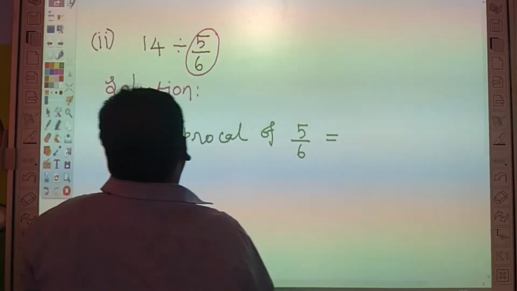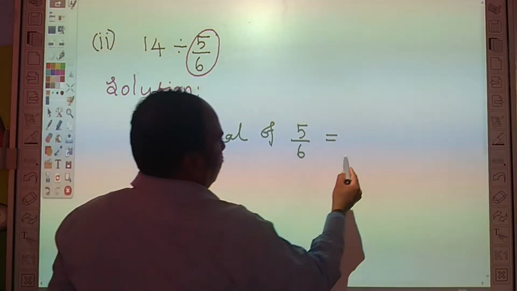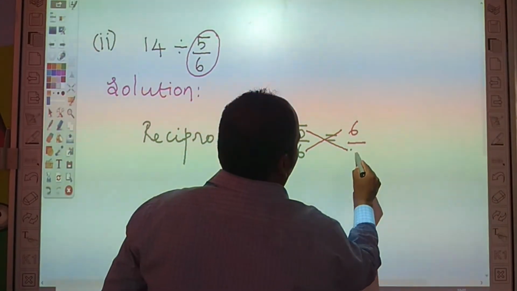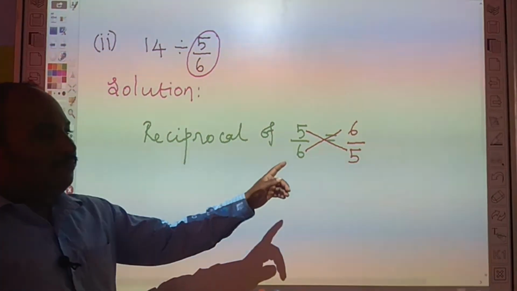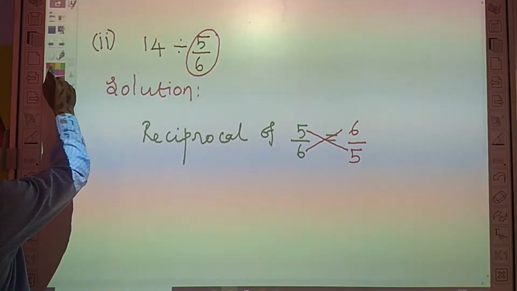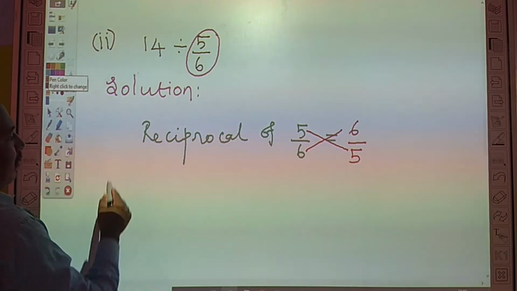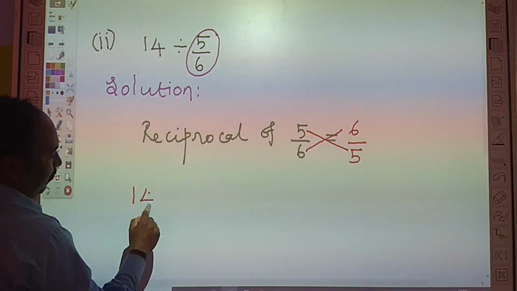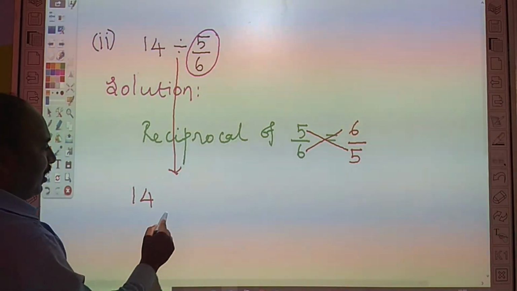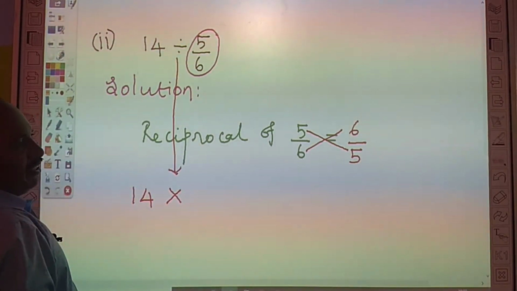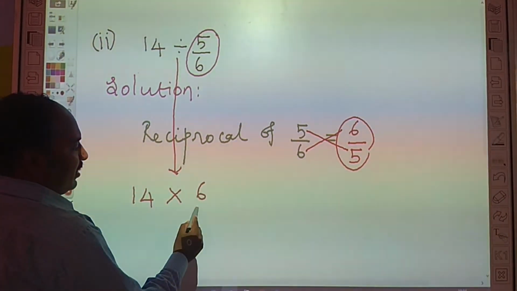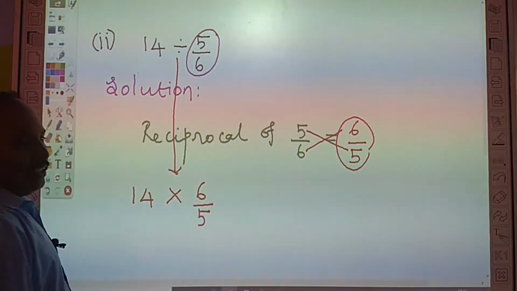Reciprocal of 5 by 6 is equal to 6 by 5. So given number 14. Division, convert to the multiplication. 14 into our reciprocal term, which is 6 by 5.